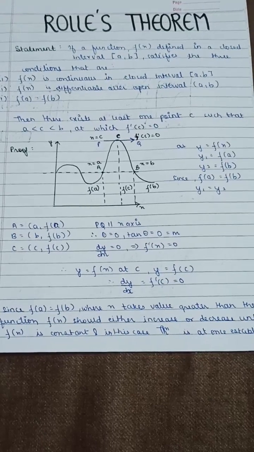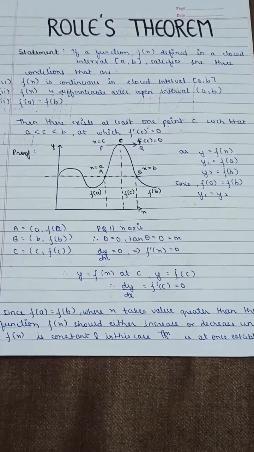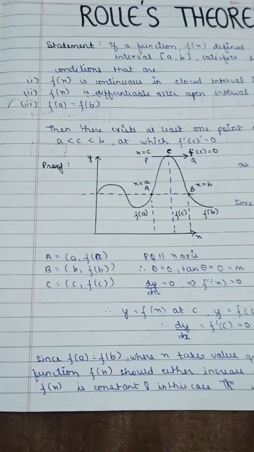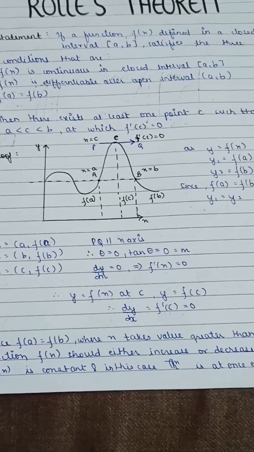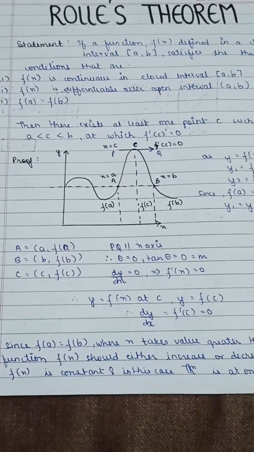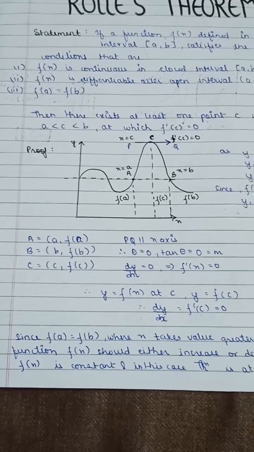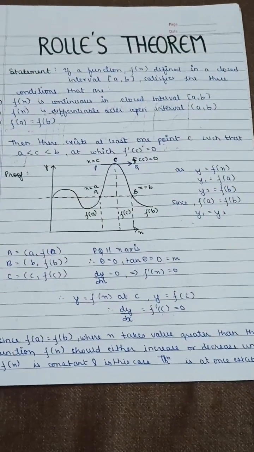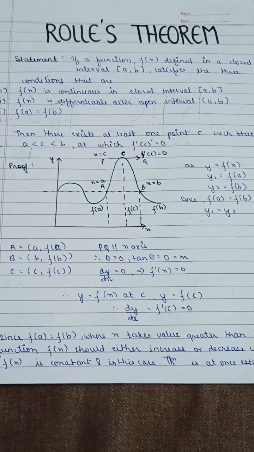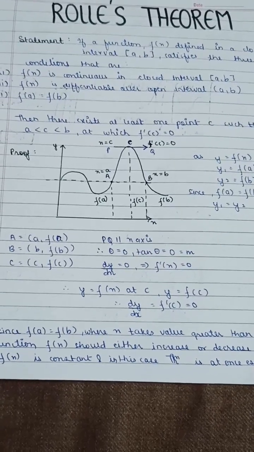The Rolle's theorem states that if a function f(x) defined in a closed interval [a, b] satisfies the three conditions that are: first, f(x) is continuous in the closed interval [a, b]; second, f(x) is differentiable over the open interval (a, b); and lastly, f(a) equals f(b), then there exists at least one point c such that a is less than c and b is greater than c, at which f'(c) equals 0.